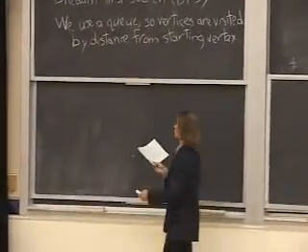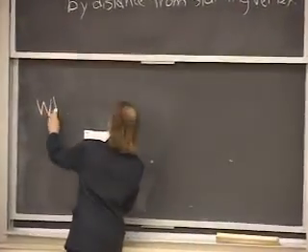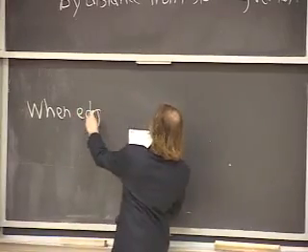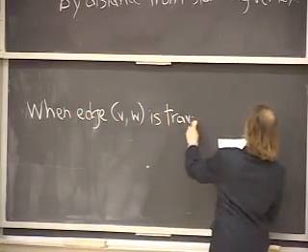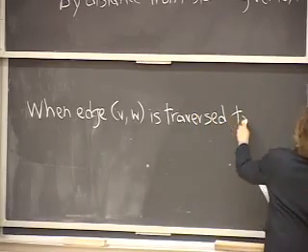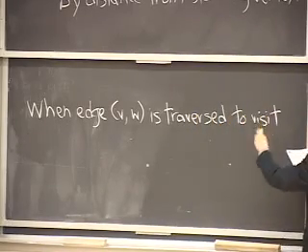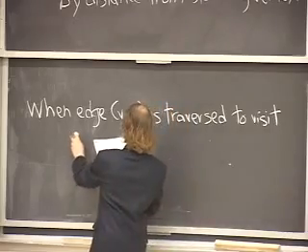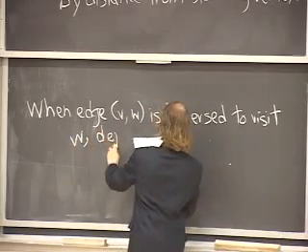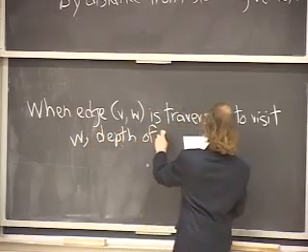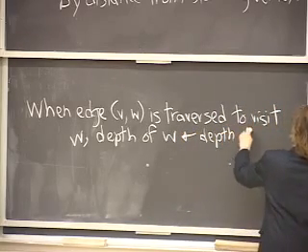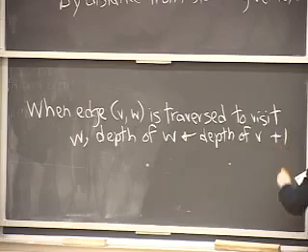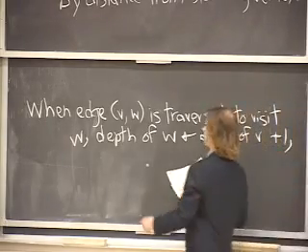First, let me write down the most important part of what I just said. When an edge VW is traversed, to visit the vertex W, the depth of W is set to be the depth of V plus 1. And V becomes the parent of W.